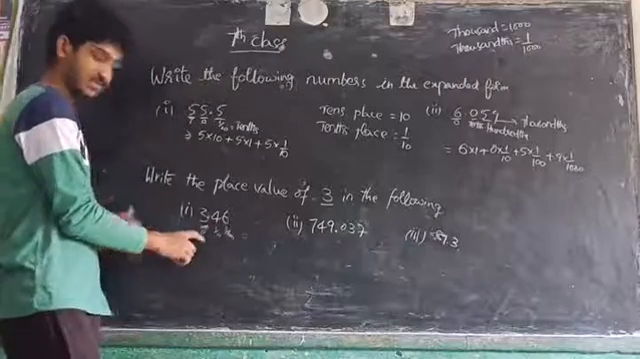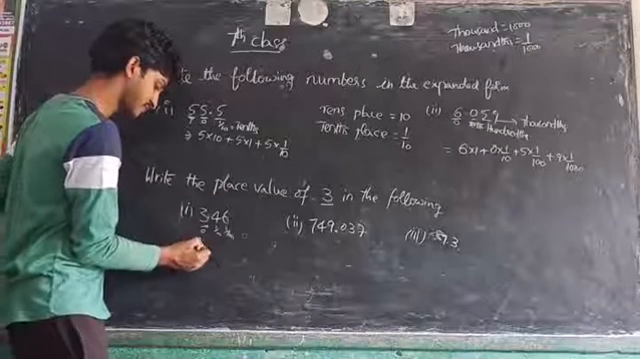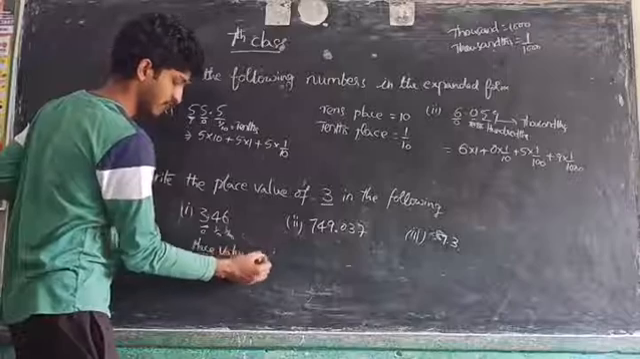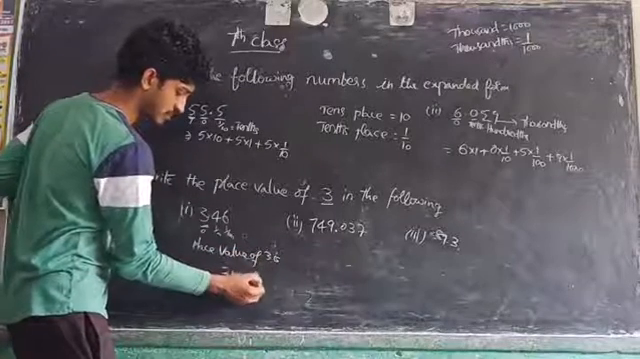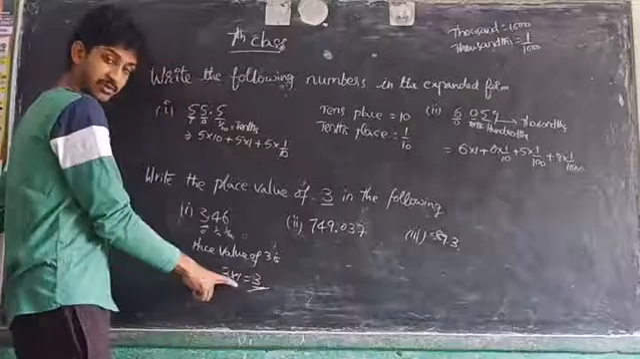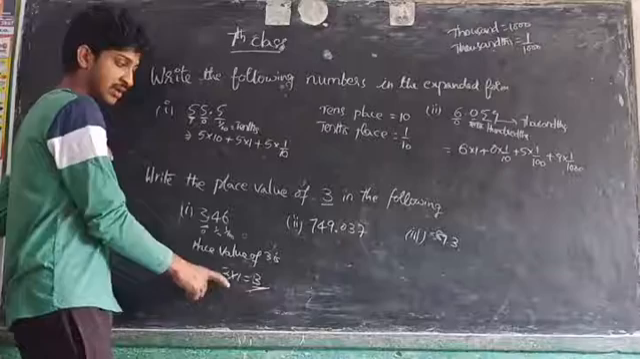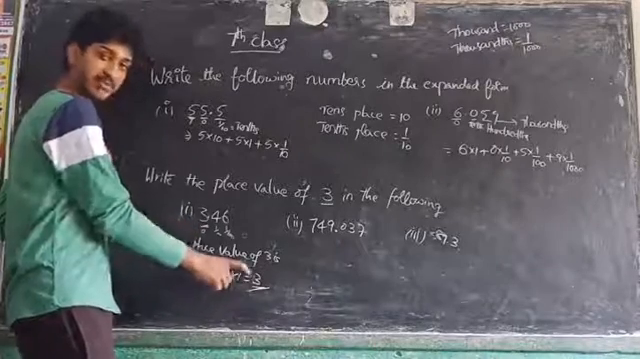So here it is 1's place, so 3 is in 1's place, so the place value of 3 is 3 into 1, which is equal to 3. Okay children, here it is in 1's place, that's why I am multiplying by 1. If it is in 10's place, I have to multiply with 10.